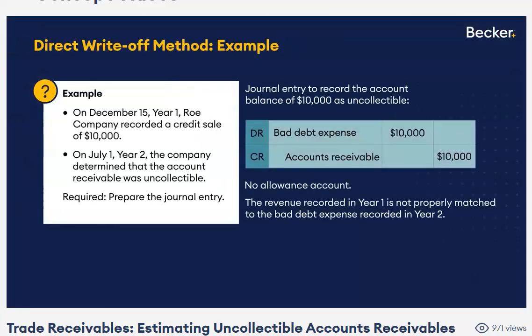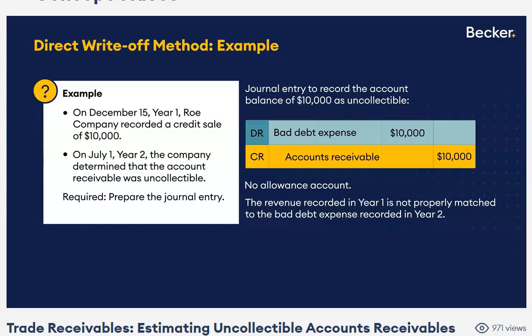All right, so let's look at a quick example of the direct write-off method. Let's say December 15th, year 1, Roe Company recorded a sale to the tune of $10,000. So debit accounts receivable, credit sales. Now, several months later, July 1, they have not paid in 6 months and then some. The company has decided, you know what, we're not going to collect this. Maybe the sale was to a company that's gone bankrupt. Who knows? So now, under the direct write-off method, what are we going to do? Well, we're going to recognize a bad debt expense now for the full $10,000, and we're going to credit the account receivable directly to write it off.